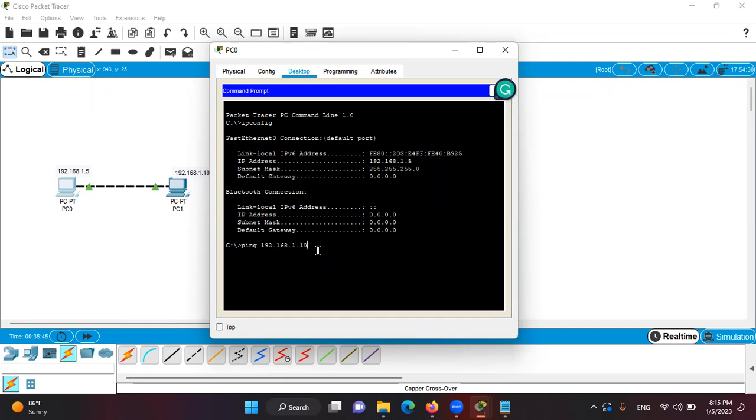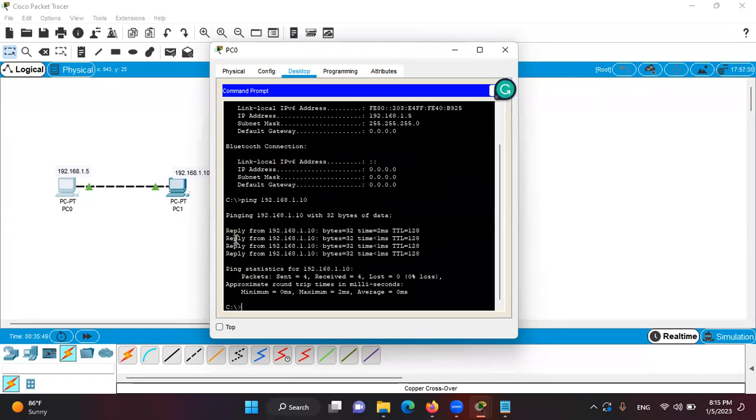192.168.1.10. When I press enter, you can see I'm getting a reply. Reply from 192.168.1.10, again reply from the message. Pinging 192.168.1.10 with 32 bytes of data. So ping sends a hello packet, hello data.